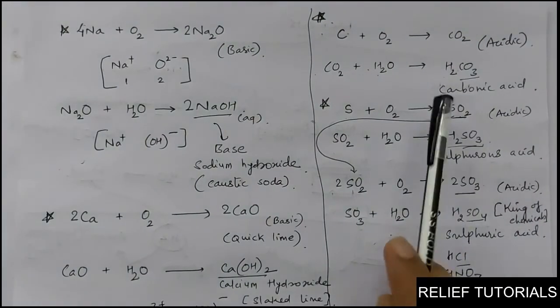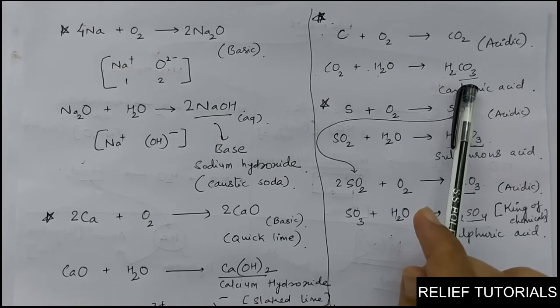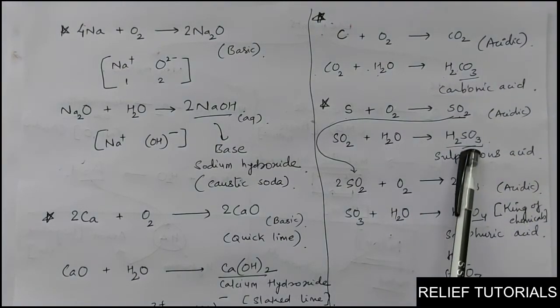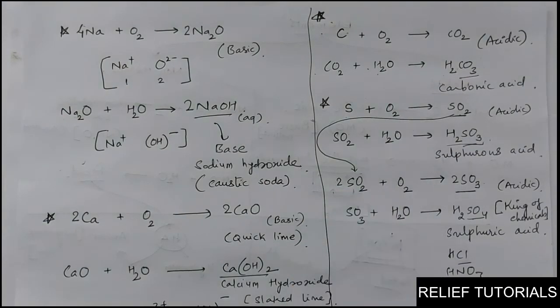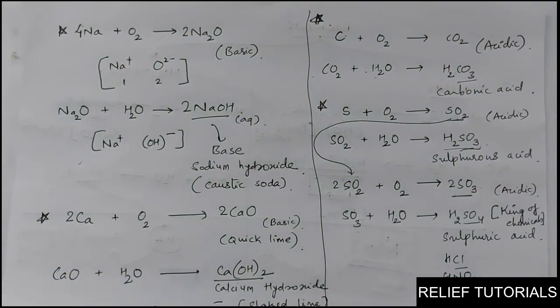Here we have seen what it is made up of. Look at these: H plus and CO3 2 minus, which is an anion, SO3 2 minus anion, SO4 2 minus anion, Cl anion, NO3 anion, and H plus is common in all. Is that clear? So this is how the acids are obtained.